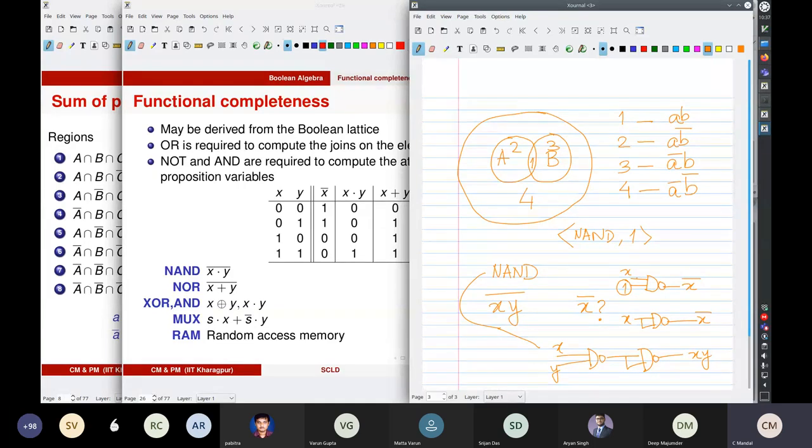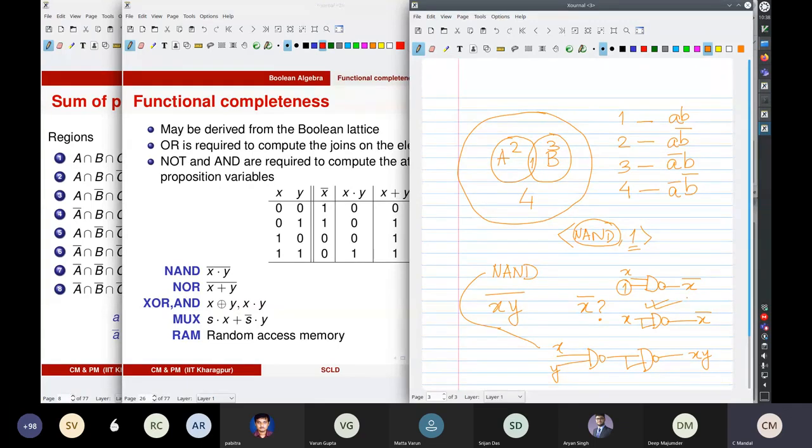So from that point of view, NAND itself is functionally complete. You probably don't need that 1, because you are able to compute all the functions using just the NAND gate. That's actually an important observation. It's a non-trivial observation. All right.